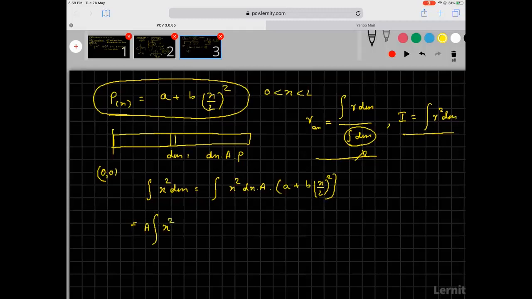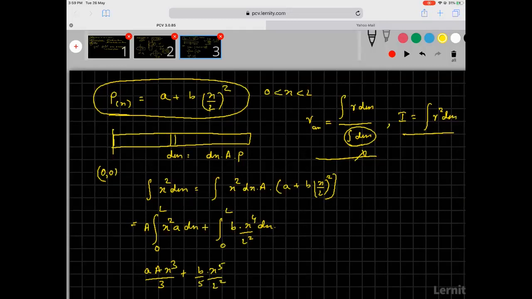Then I have the integral of x squared A dx plus the integral of b x to the power 4 by L squared dx. The limits of the integral are from 0 to L. So when I work this out, it becomes small a capital A x cubed by 3 plus b times b by 5 x to the power 5 by L squared.